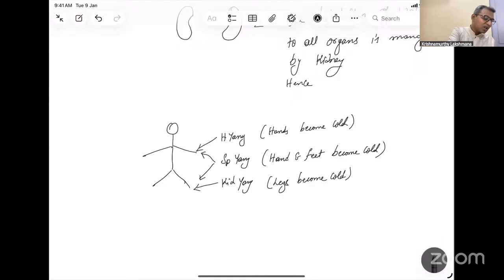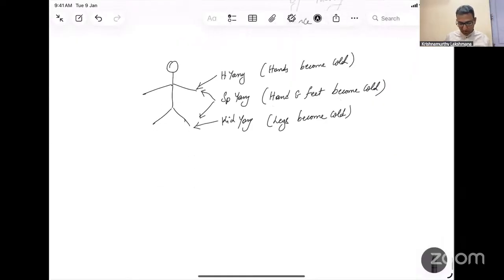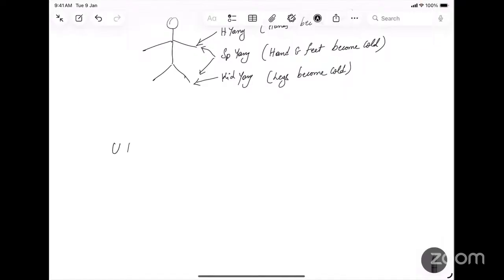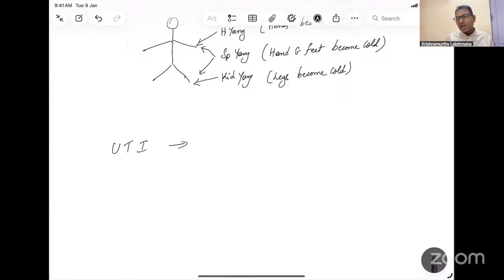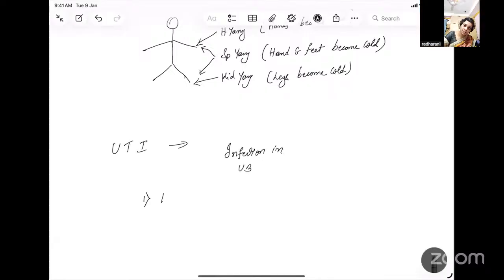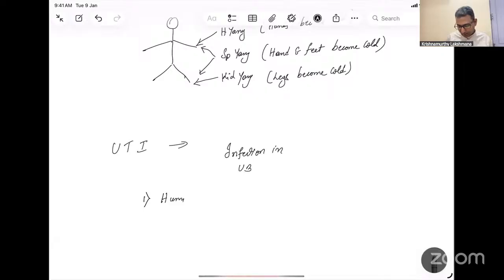I'll just take some diseases. What is this urinary tract infection? UTI. Humid heat in urinary bladder. Urinary tract infection is some kind of infection in the urinary bladder. The first treatment that goes in is UB 67, humid heat in UB. That is the first which you can give.